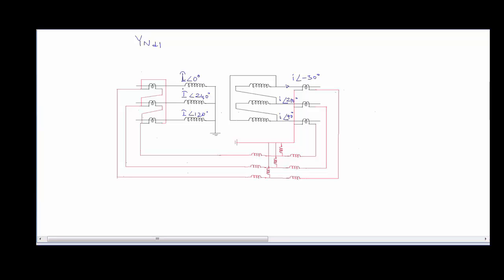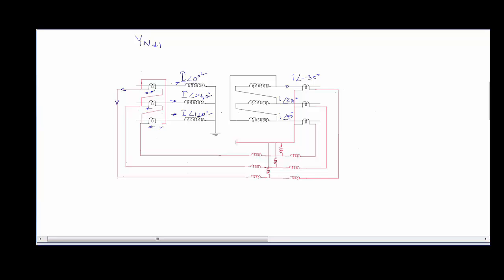So the flow of current in the CT secondaries located on the star side of the transformer will be such that the current has this direction for the primary. In the secondary, the current will be flowing in this direction, and this direction. And it's obvious that all of them are going to have a phase shift of 0, 240 and 120 degrees respectively. So the current flowing in this line will be this current minus this current.